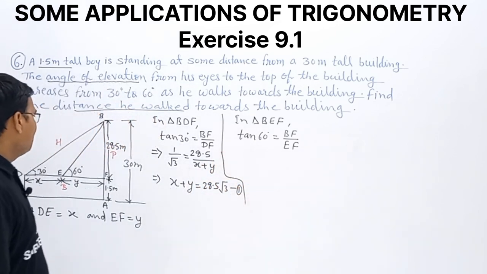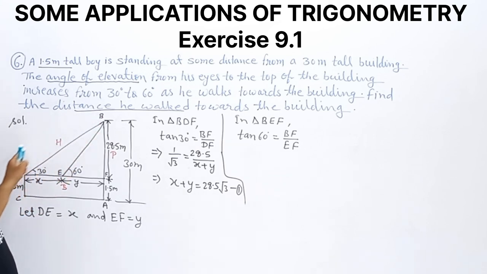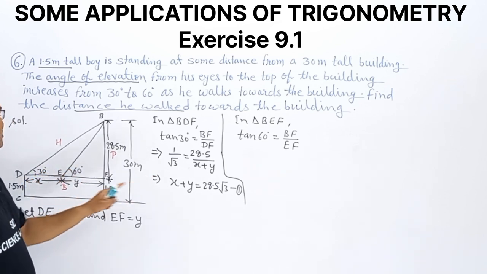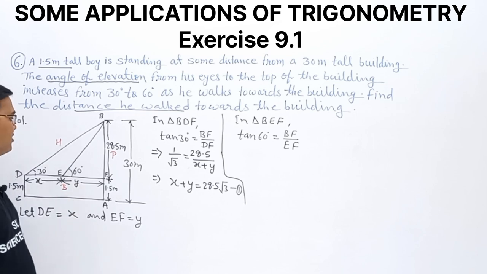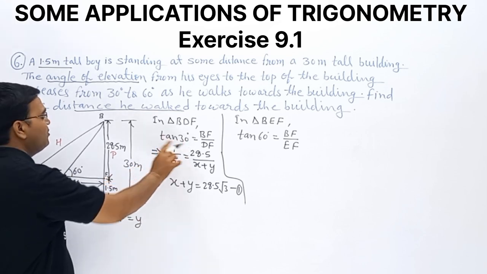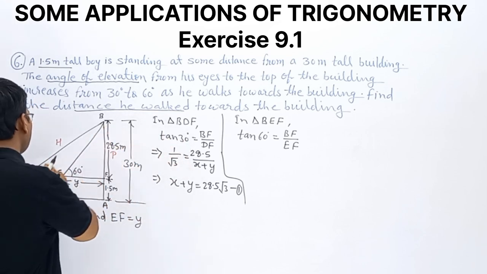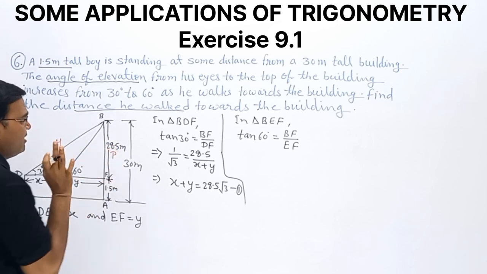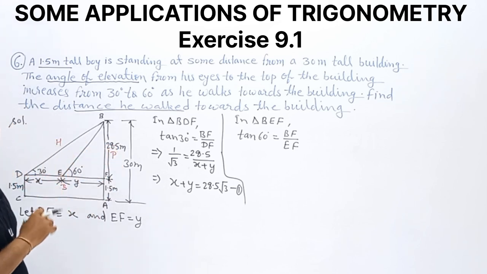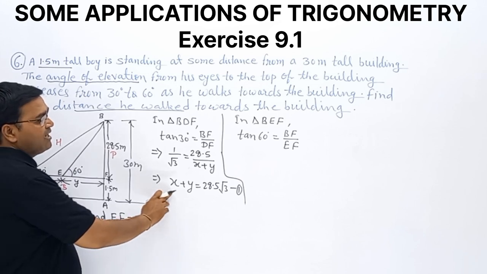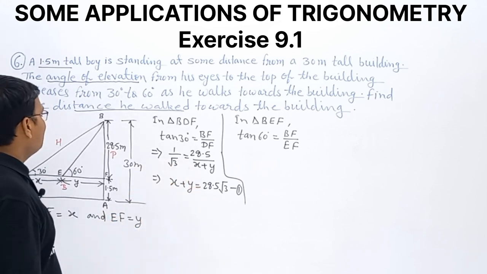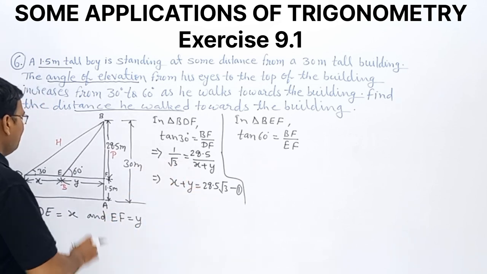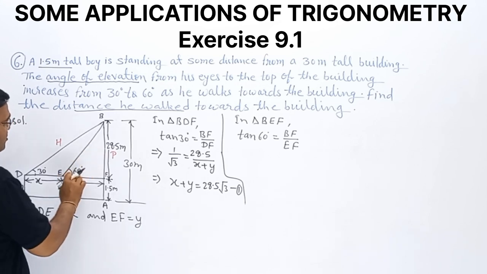Now, first we consider this right triangle BDF, and by using tangent theta we are getting the values of the base. Clear? Why are we using tangent theta? Because we have the perpendicular, the opposite side, and we have the base. So we will use tangent theta. Then we are getting this equation. Clear? Now in the other one we also have this 60 degree.